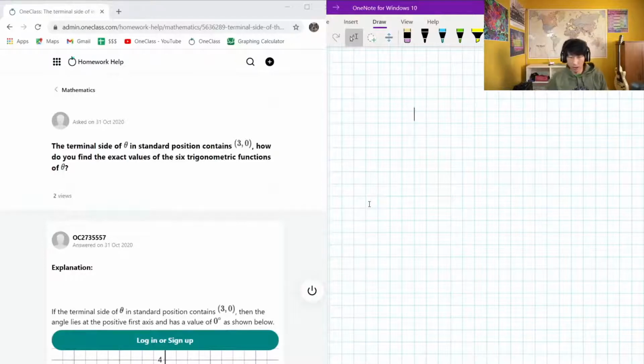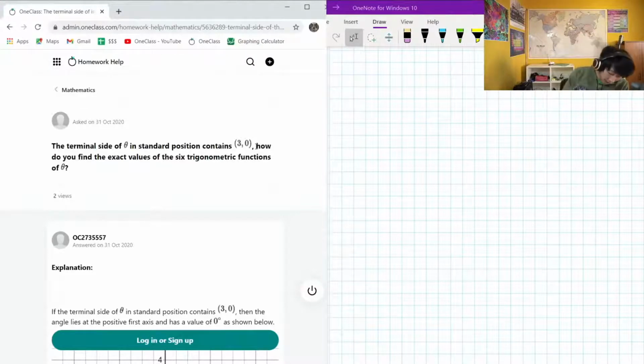Okay, so this is the next question that we have on the menu today, and it's asking us the terminal side of theta, which is the angle. So the terminal side of the angle in the standard position contains the point (3, 0). How do we find the exact values of each of the 6 trigonometric functions of theta? Okay, a lot to unpack here. Let's start here. The terminal side of theta, in standard position, contains the point (3, 0).